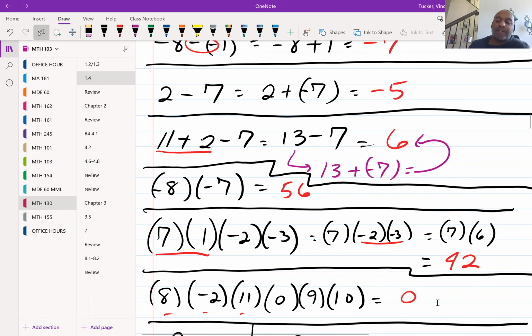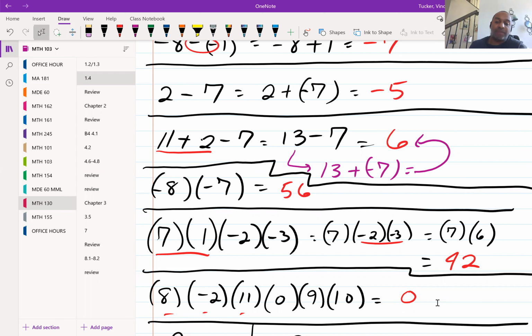All right. So the next one, I normally trip people up with it, but I already have the answer up. So it's already spoiled. But we have 8 times negative 2 times 11 times 0 times 9 times 10. So when it comes to this type of problem, a lot of times, as we always do, go left to right, 8 times negative 2 times 11. But if you look ahead a little bit, you'll see that you have a 0 there. Anything times 0 is 0.